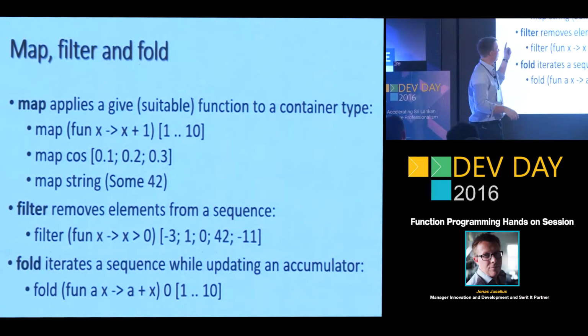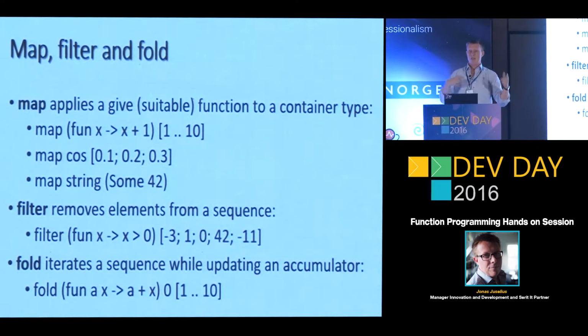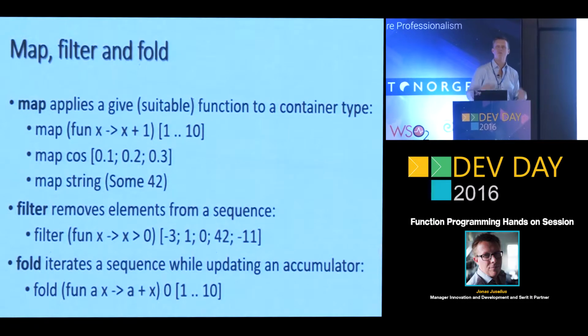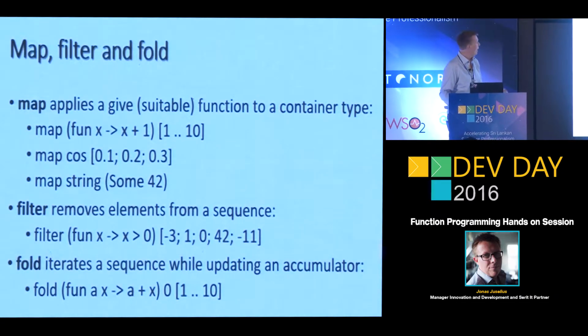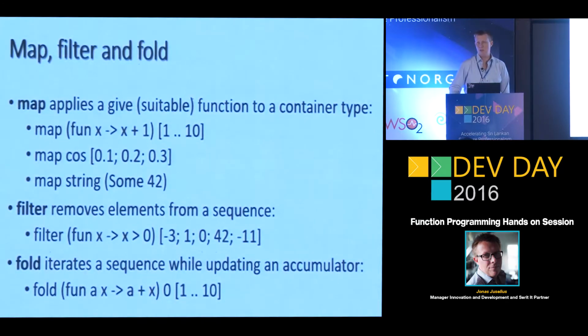I'm mentioning this because we're going to see it when talking about reactive programming and transforming observables. We've also got functions like filter, which removes elements from a sequence. So you give it a predicate. Here's a check if the number is larger than 0, and you run this on that list, and you would only get the ones larger than 0, which would be 1 and 42.